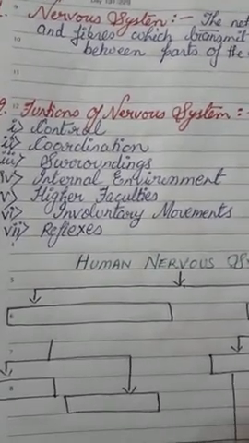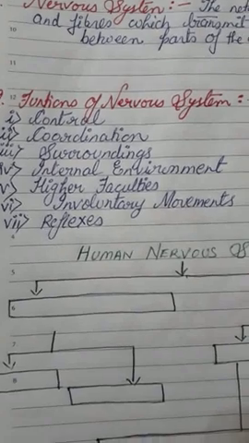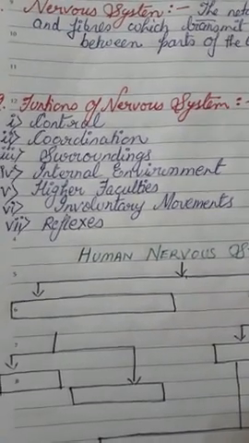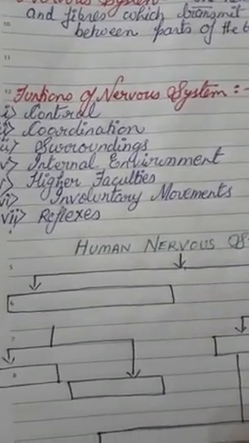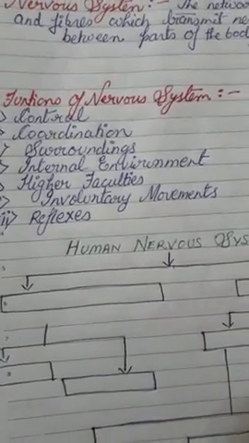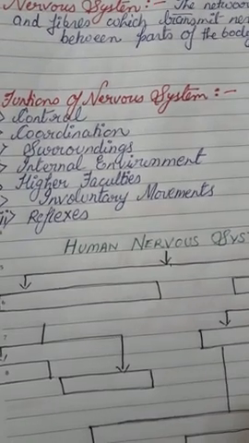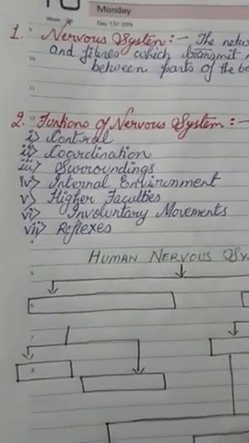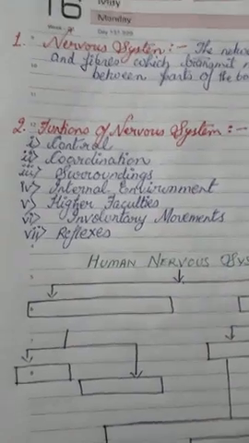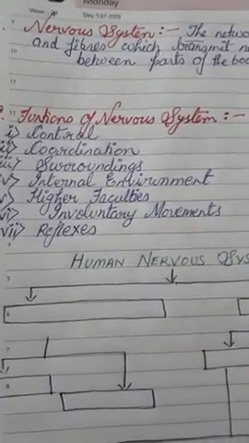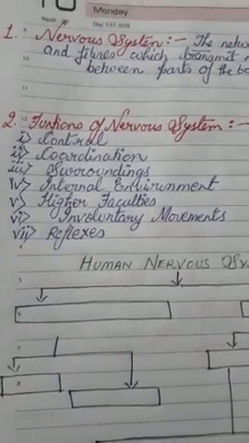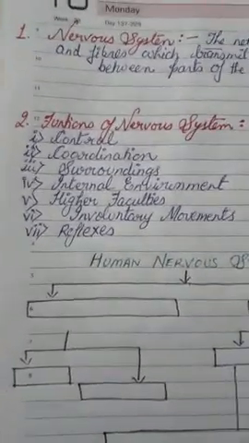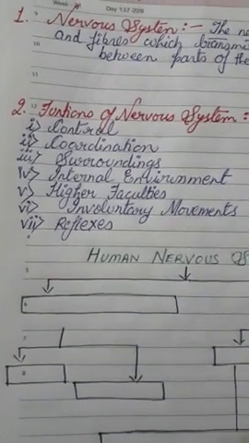Then higher faculties, the fifth point. Higher faculties means your nervous system helps you to understand about memory, emotions, and intelligence. For example, if you're answering any hot question, that intelligence is because of your nervous system. Or if you're watching a cute kitten and you're able to say, oh wow, this is so cute, and you feel some kind of love or affection for that kitten, at that time your nervous system is functioning. It is giving you that proper message that you are liking that kitten and that kitten is very cute.